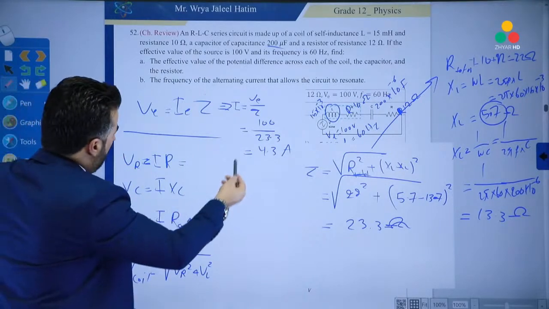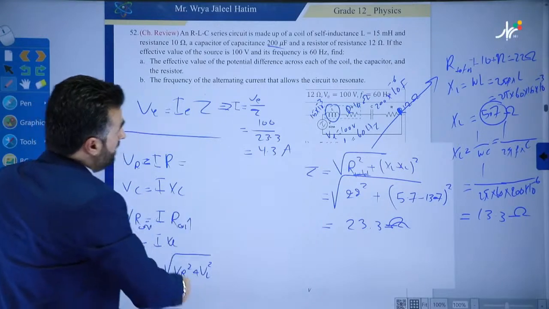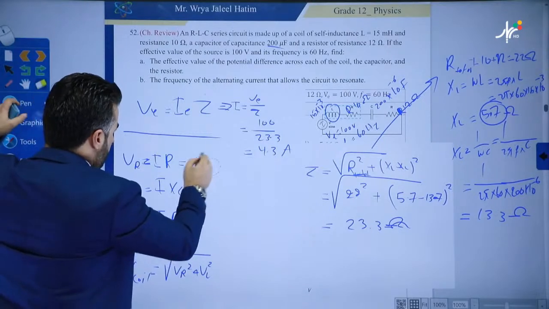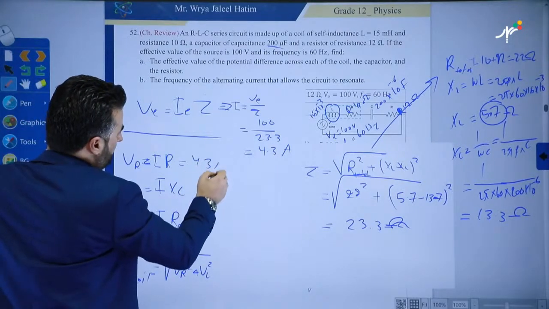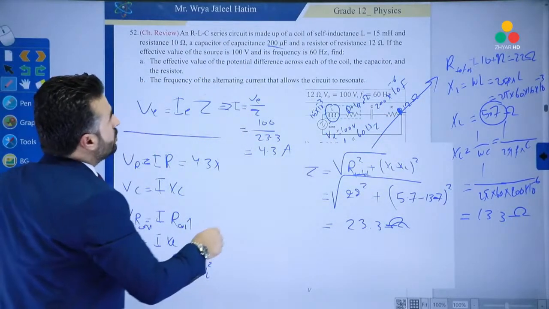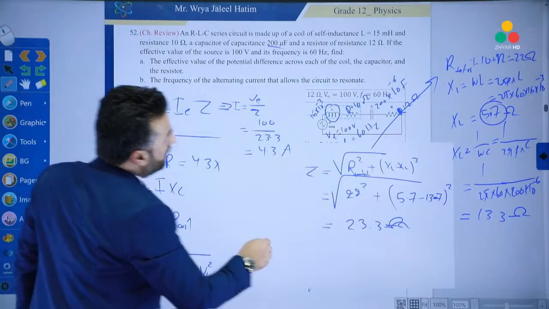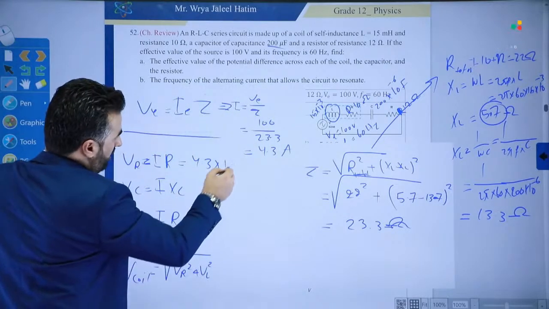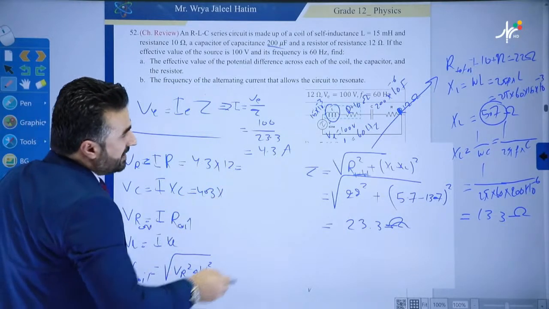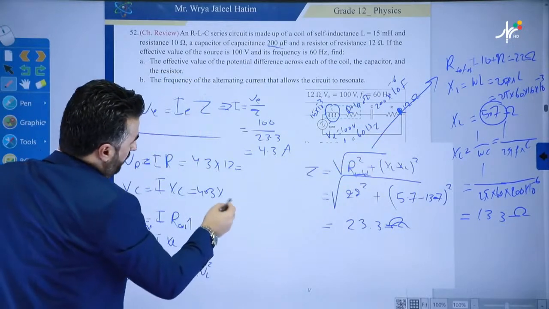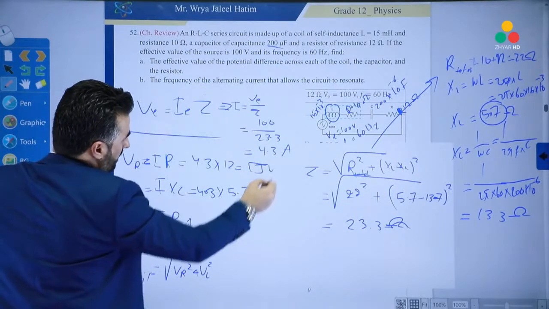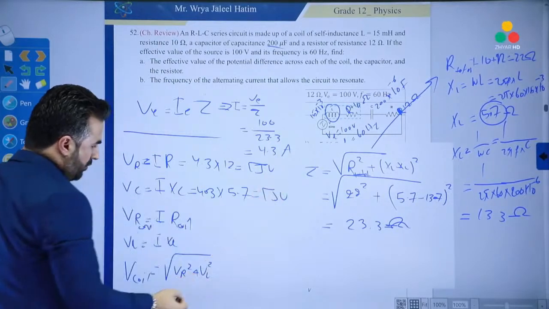I'll write the numbers, you do the math, and you can plug in the numbers later. So 4.3 times the resistance. By the way, we're talking about the pure resistance, which was 12. So 4.3 times 12, you'll find the answer. What about this one? That is 4.3 times XC, which is about 5.7. You'll find the answer. These are all in volts, because we're talking about the potential difference across each of these components.